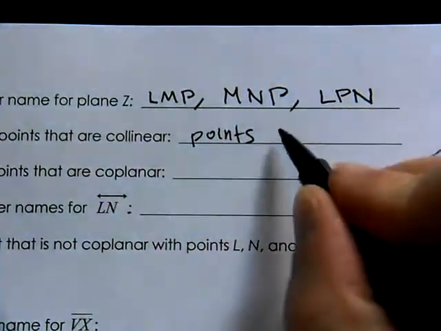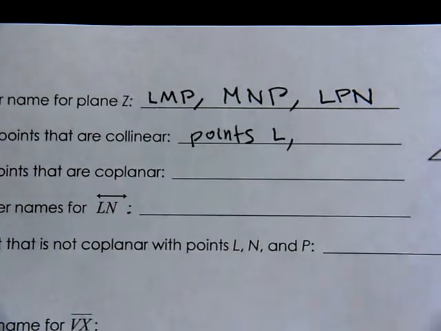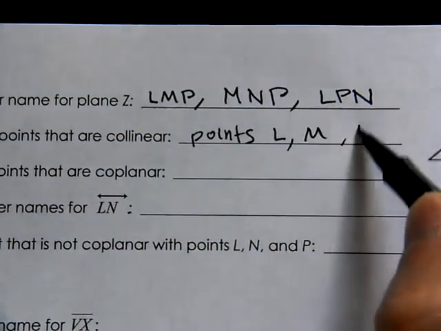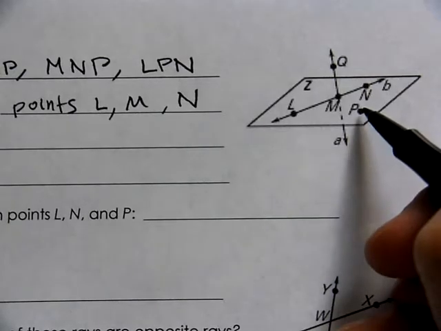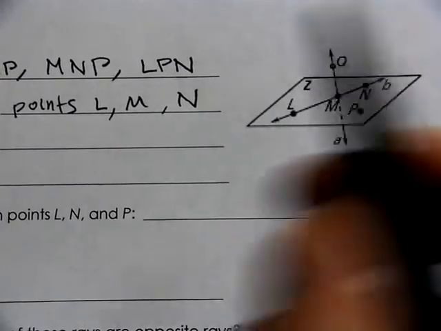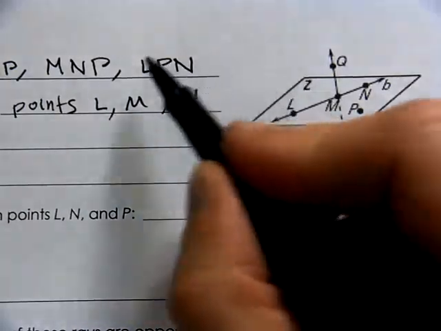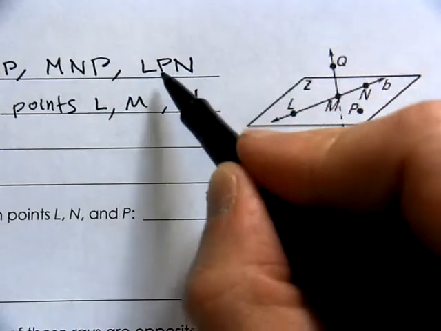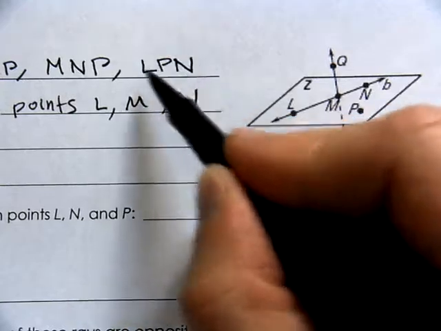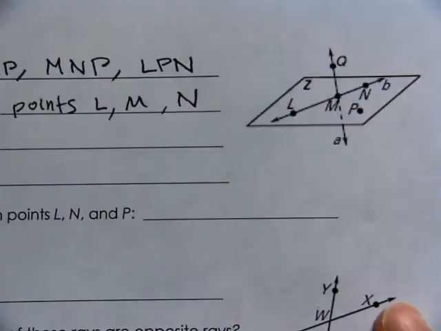So points L, M, N. L, M, N is what we want. We don't want P because it's not on the line. L, M, N. You have to separate them by commas so we know they're individual points. When you're naming the plane, you don't separate those letters by commas. All 3 letters go together to name the plane.